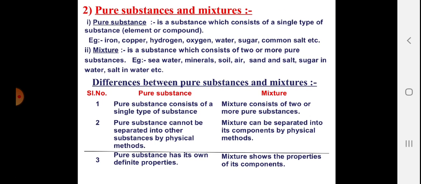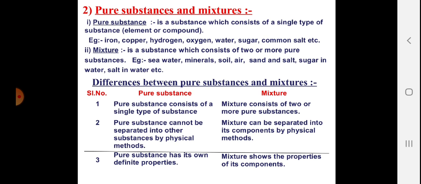Now, pure substances and mixtures. A pure substance is a substance which consists of a single type of substance, element or compound. For example, iron, copper, hydrogen, oxygen, water, sugar, common salt, which is also called NaCl. They all are pure substances. If you break them, you will get only those types of particles. But a mixture is a substance which consists of two or more pure substances, like sea water.